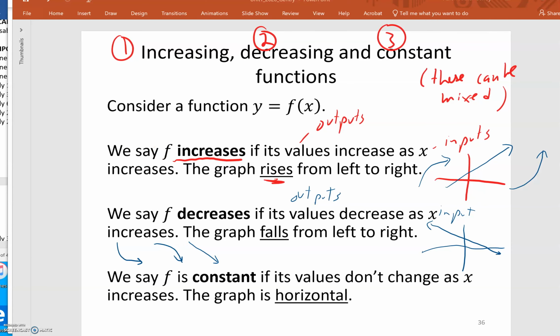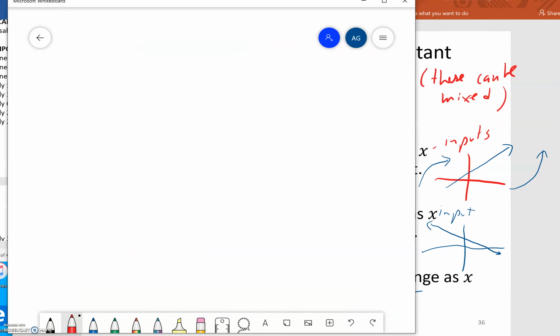As I was saying, a constant function is one whose values don't change, and it has a horizontal graph. Now, the only way a function can be constant is if it's linear. Oops, I probably made that line a bit too thick. Let me bring up my whiteboard. So constant would look like this.